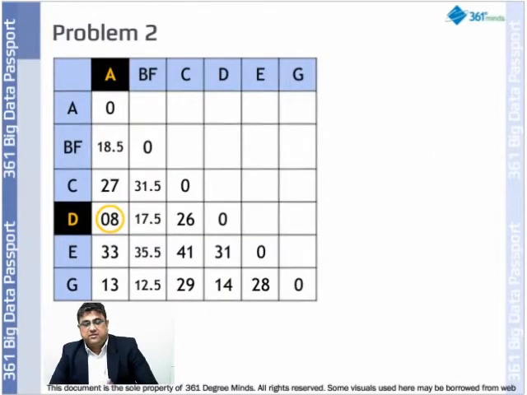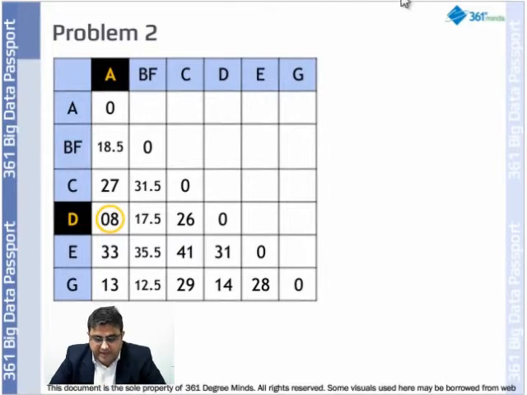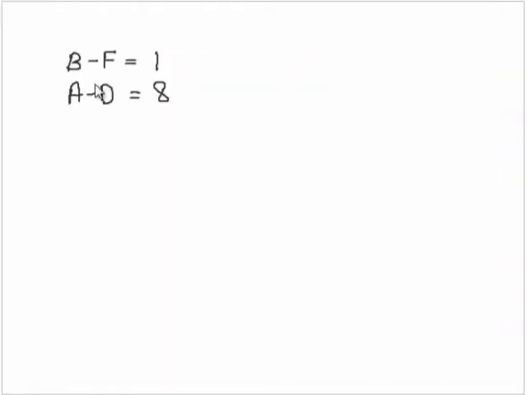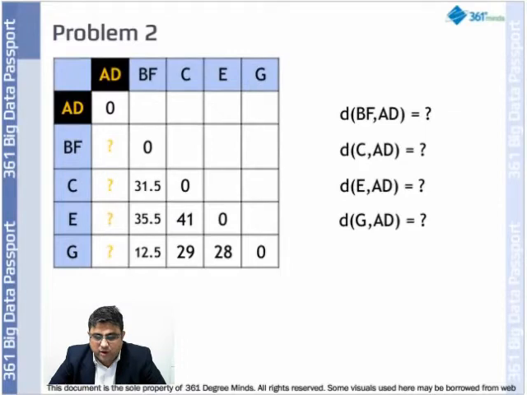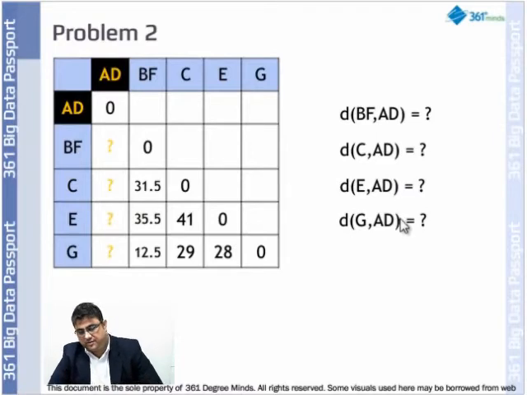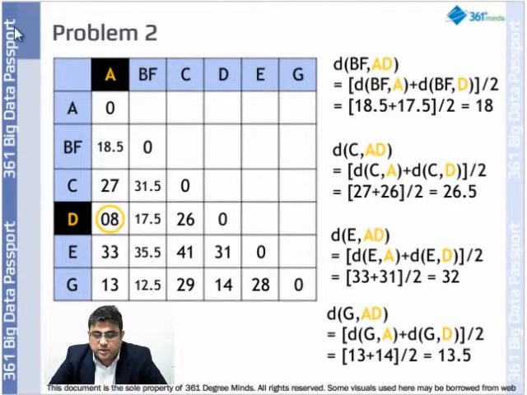Yes. We've already identified the gap between A and D as 8. We've done it. So we need to look at how we find out the distance between the rest of the elements. So what are we going to find out? We need to find out between BF and AD, C and AD, E and AD, and G and AD. Alright. So let's look at the distance between BF and AD.